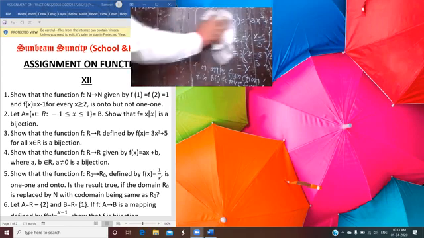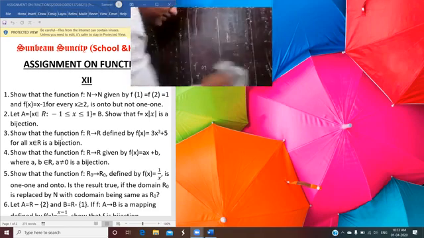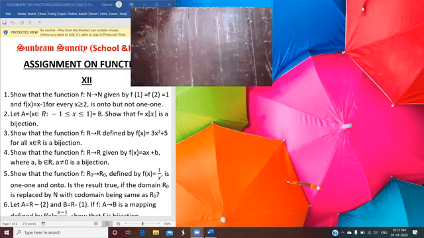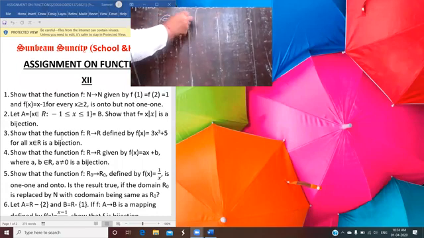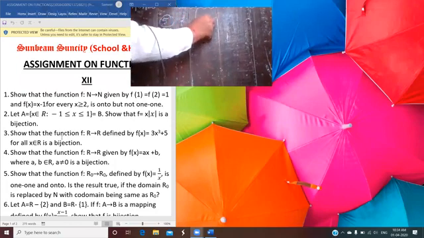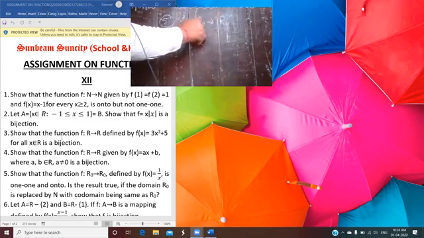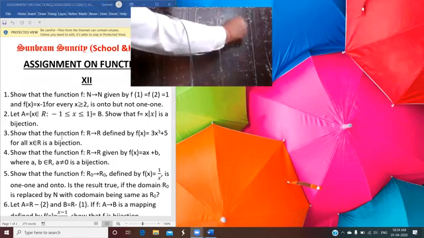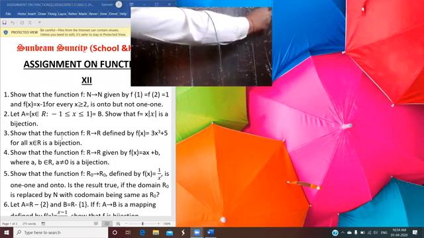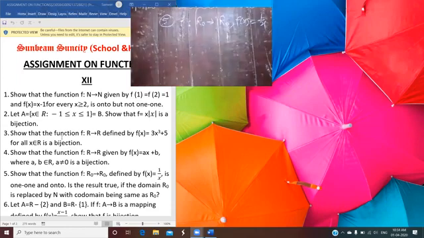Actually, that question is from NCERT. Question number 5: here the function f is given from R0 to R0. R0 means non-zero real numbers. The domain is the non-zero real numbers, the codomain is the non-zero real numbers, and the function is given as f(x) = 1/x. You have to prove that it is a one-one and onto function.